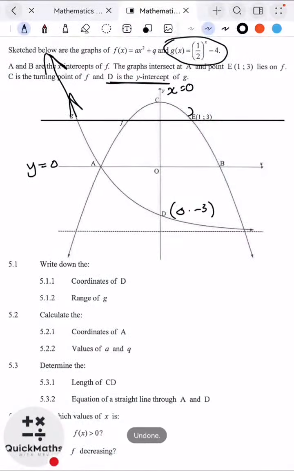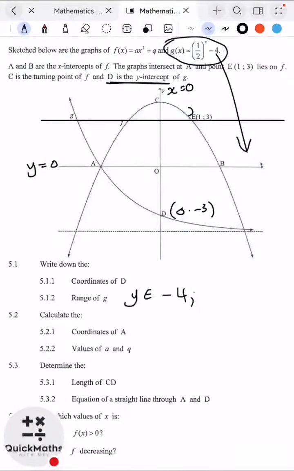There are multiple ways of expressing the range. I like to use interval notation. So I would say that y is an element of, and I always start with the smallest value. This value is minus 4. We know that because that's the asymptote. How do you find the asymptote? That constant, which is normally our q value for some of our functions, is my horizontal asymptote. So from minus 4, and it's going to keep touching infinitely, it goes up until infinity.